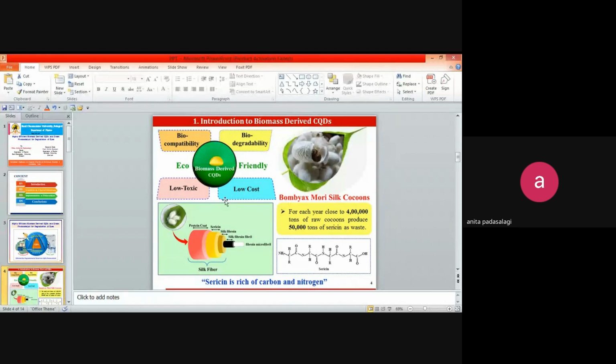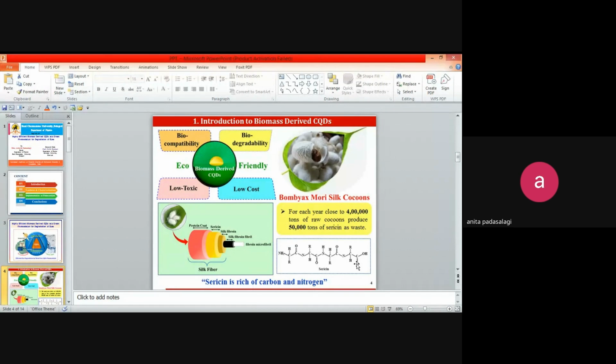In the silk industries, during the separation of the silk fibroin from the sericin, a large quantity of water is used, and this water is discarded as waste after separation. Annually, close to 4 lakh tons of raw cocoons produce 50,000 tons of sericin as waste, which contaminates the environment. And this is the structure of sericin, which consists of 18 amino acids with carboxylic acids. It is also rich in carbon and nitrogen.